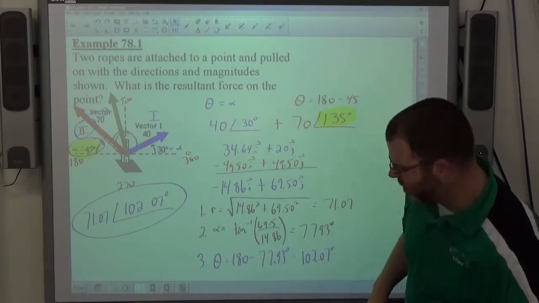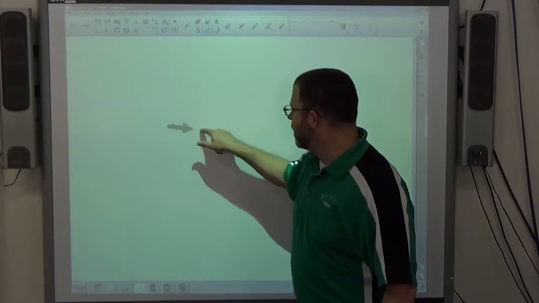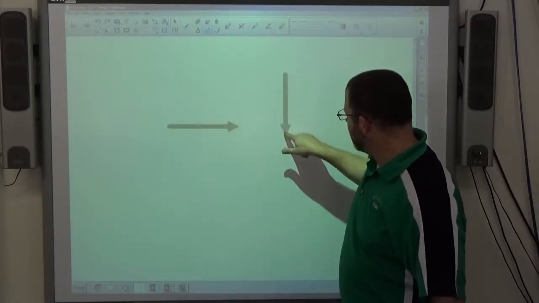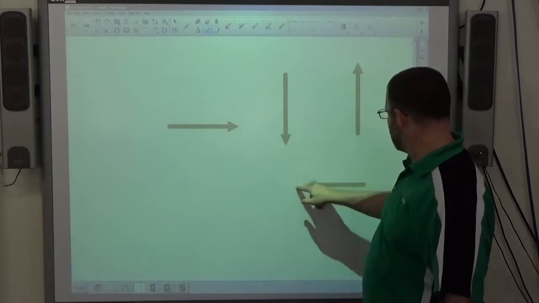Again, in vector world, 0 degrees, 270 degrees, 90 degrees, 180 degrees.